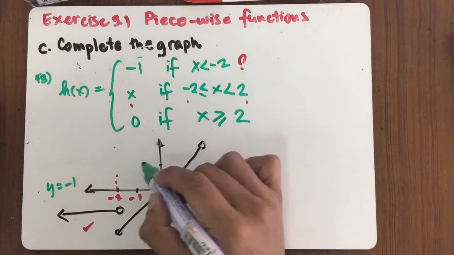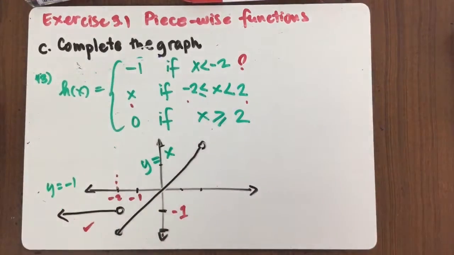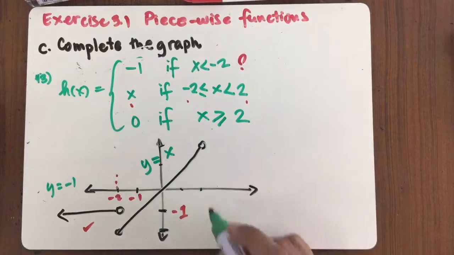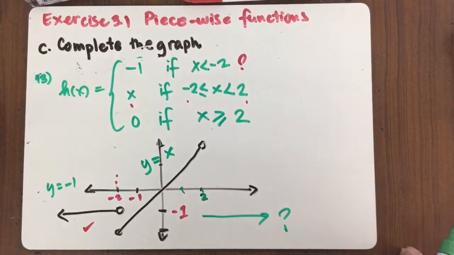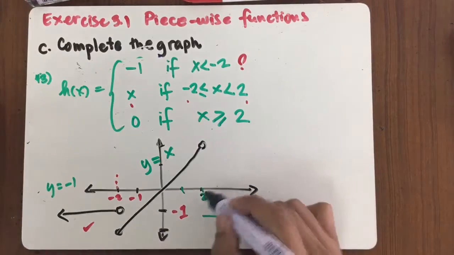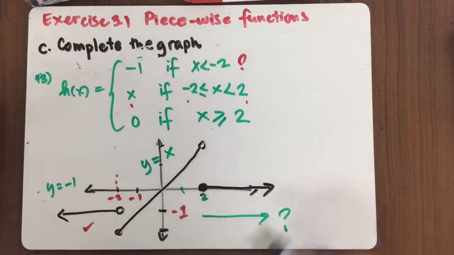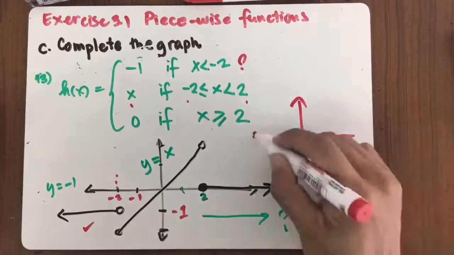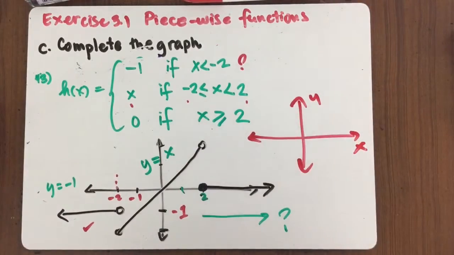Lagyan nga natin ng label itong ating mga curves. Itong nasa gitna corresponds to h of x is equal to x when x is greater than negative 2 but less than 2. Narito ang missing part ng ating graph. When x is greater than or equal to 2, it's equal to 0. So how do we graph it? Yun. That's it. Ulitin-uli natin ang pag-sketch ng graph ng ating function.